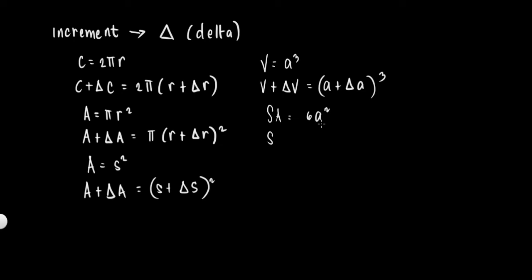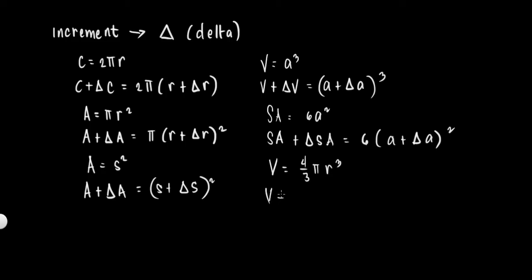So change in A, there is also a change in the surface area. So we have SA plus change in SA equals 6 times A plus delta A, or change in A, or increment, squared. Okay, how about the volume of the sphere? We have 4/3 pi r cubed. So V plus delta V equals 4/3 pi times r plus delta r cubed. And so on. Many formulas. Okay?